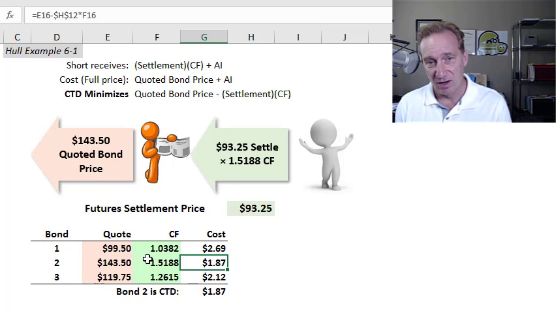It's the bond among the available for delivery bonds that has the lowest net cost and is a choice, as reflected by the choice of the short in optimizing their self-interest to minimize that net cost.